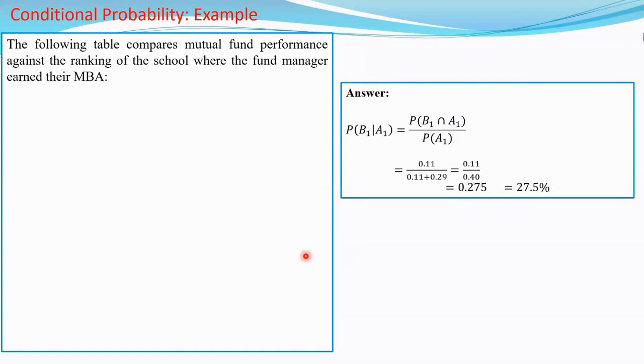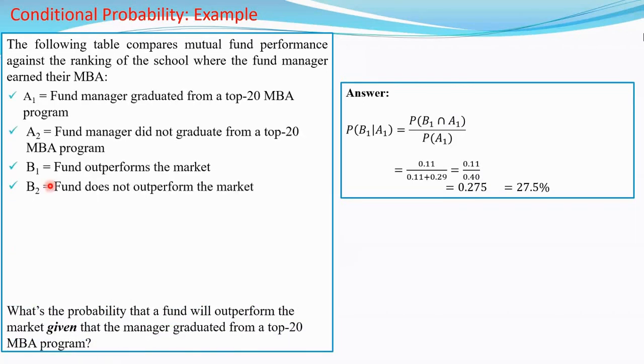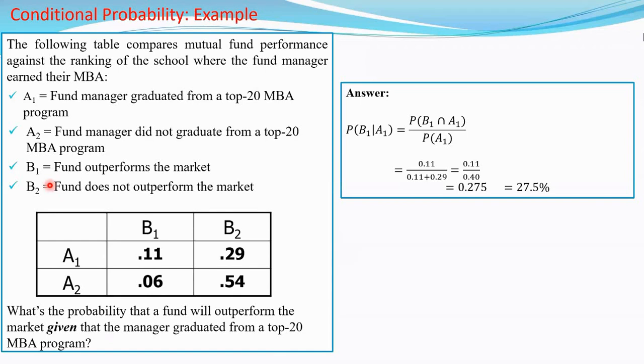Right. Now here we are looking at the example. Here it is a cross tabulation or contingency table. It compares the mutual fund performance against the ranking of the school where the fund managers earned their MBA. Business performance and education are compared here.